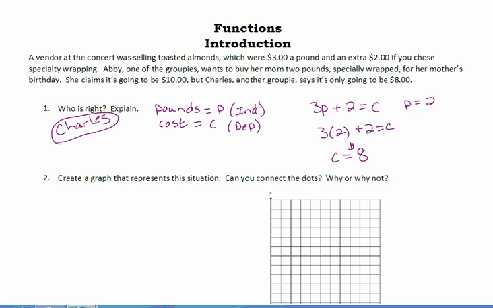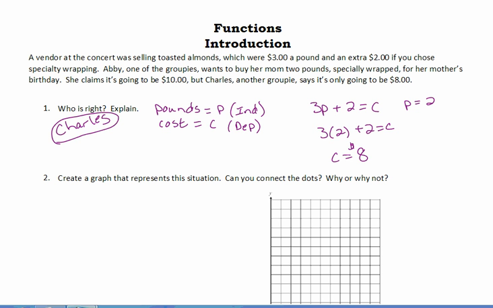The reason why I have this problem in here is because we're dealing with functions in this section. Okay, this is considered a function, and the reason being is that no matter how many times I go and ask for 2 pounds of toasted almonds specially wrapped, it's always going to be $8. No matter how many times I put 2 into my function machine, 8 is always going to be spit out. There is no way that I'm going to get another value for putting that 2 in there.